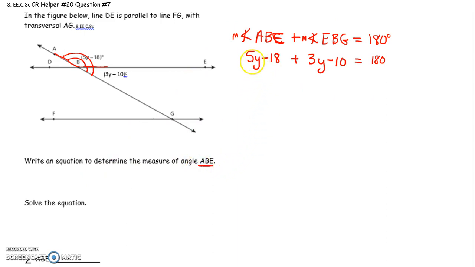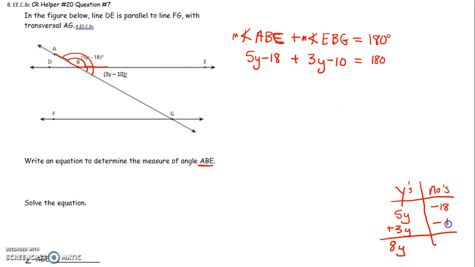So now I'm just going to do my y's and my numbers. I'm going to combine like terms off to the side. So I want to combine like terms on this side. I have 5y plus 3y. That will give me 8y. I have negative 18 minus 10. Make sure you take the sign right in front of the number. Negative 18 minus 10 is minus 28. So when I combine like terms, I get 8y minus 28 equals 180.